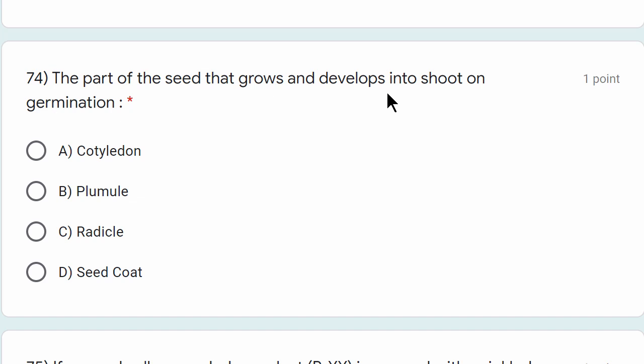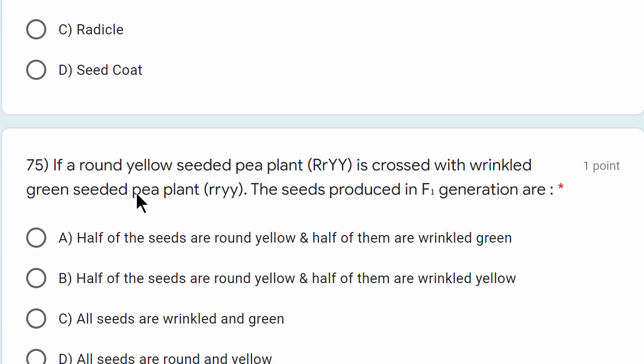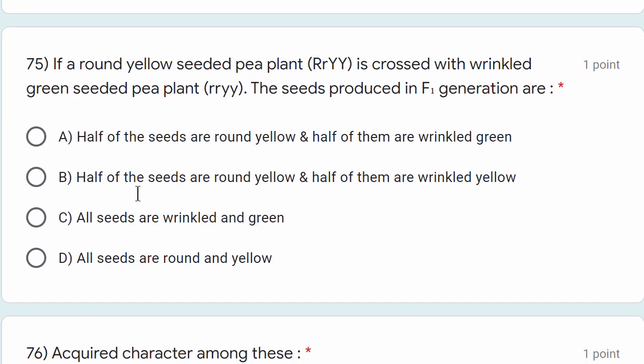The part of the seed that grows and develops into shoot on germination is plumule. Now this one is an interesting question. If a round yellow seeded plant, but the key thing is both are not capital R, which means one of them is a recessive gene. If it is crossed with wrinkled green seeded pea plant, in this case both are recessive. In this case only one of the R's is recessive. What happens in the F1 generation?